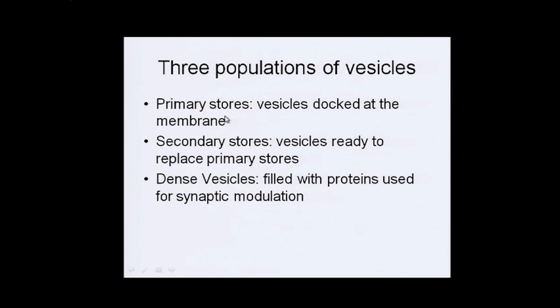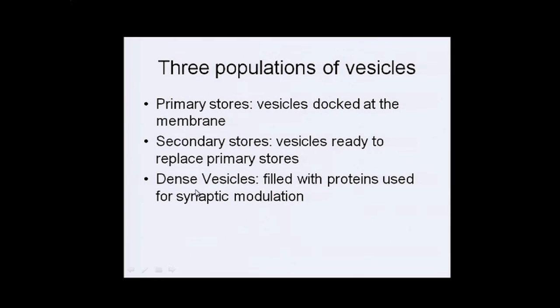So there are 3 types of vesicles. There are the primary ones that are docked and ready to go. There are the ones that are waiting for their turn to replace the ones that were just released. And sometimes you have things called dense vesicles. And these aren't filled with neurotransmitter.